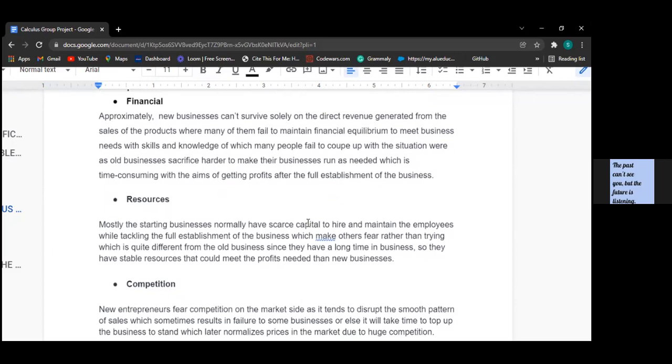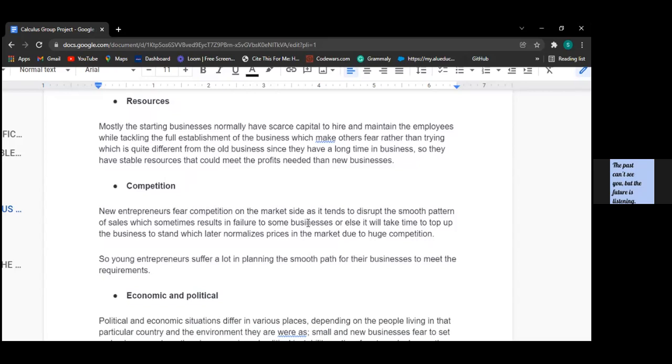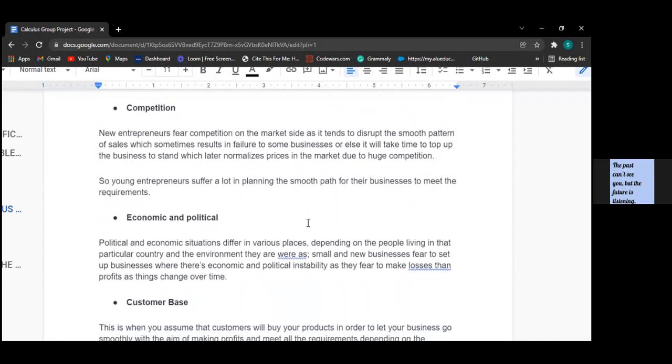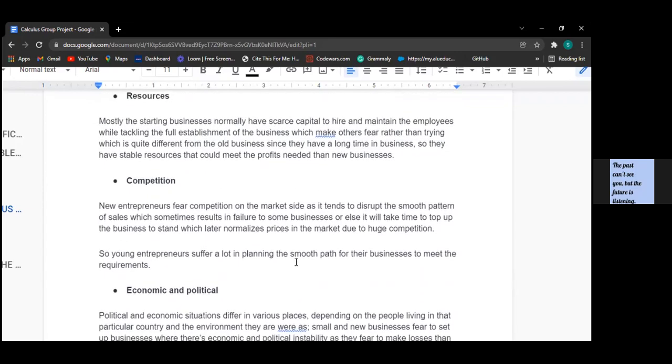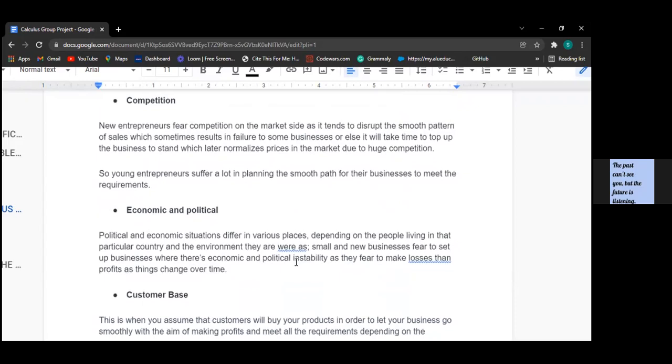Then the second assumption is resources. They look for more employees that will meet the needs, and that will make the demand higher. Then based on competition, producers tend to go where they will have lower competition, compared to places like the cities where they will have higher competition, and later on they will end up losing their market.